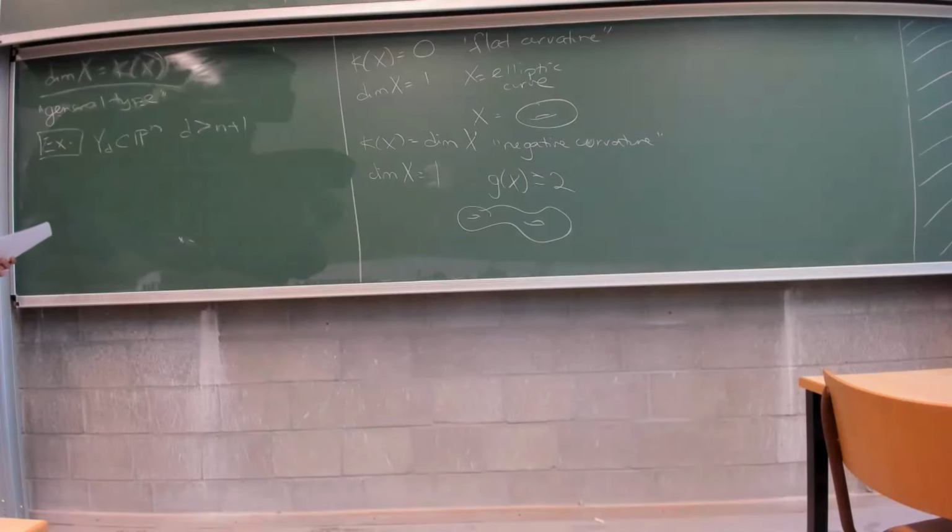Did someone say something? Sorry, yes. What is Y_d? Y is a degree d hypersurface in P^n. A homogeneous polynomial of degree d defines a hypersurface in projective space. And so this statement is saying most hypersurfaces in projective space are general type. If you close your eyes and you pick a hypersurface, it's going to be general type, in the same way that if you close your eyes and you pick a real number, it will be irrational.